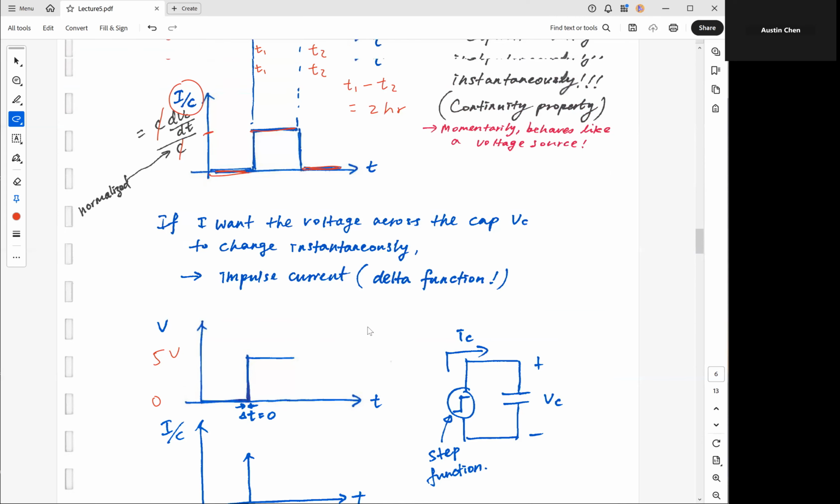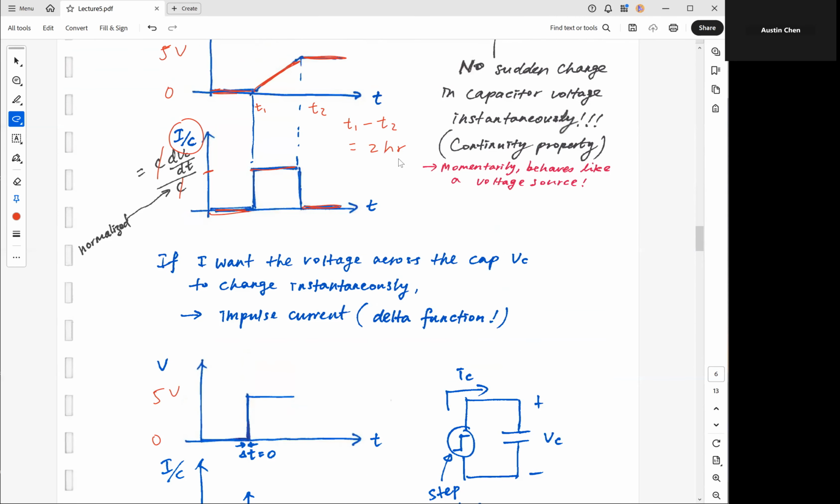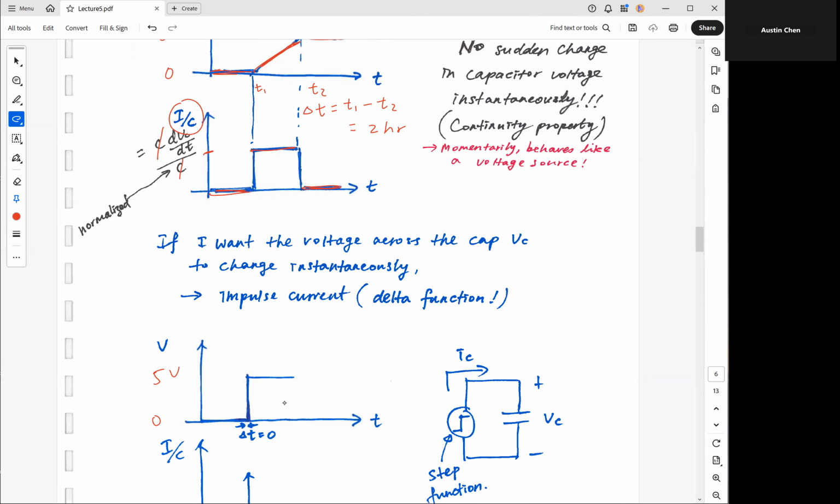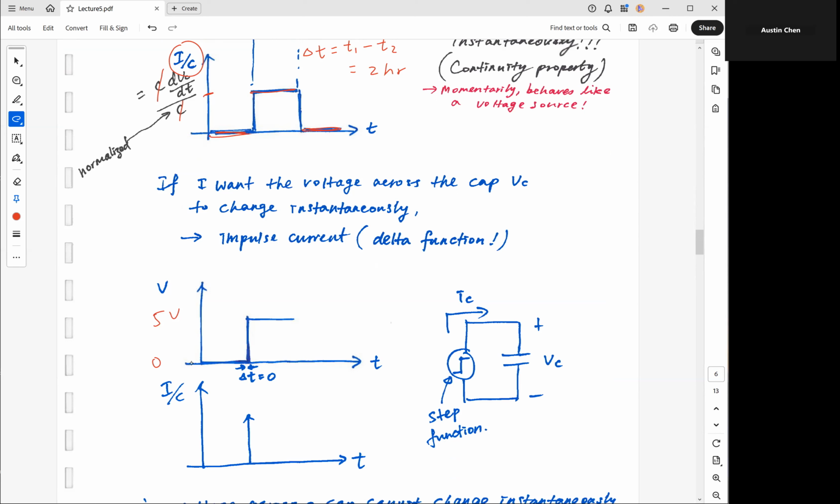So in this case, my T1 minus T2 is no longer equal to 2 hours. I can define this delta T, which is equal to T1 minus T2. So this delta T is no longer equal to 2 hours. I want this delta T to be equal to 0. I want this process to happen instantaneously, suddenly. I want my battery or my capacitor to be charged from 0 volt to 5 volt, 0% to 100%, all the way in no time, indicated by delta T equal to 0. So then the question is, is this possible?